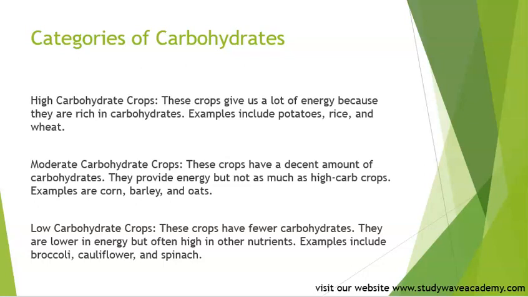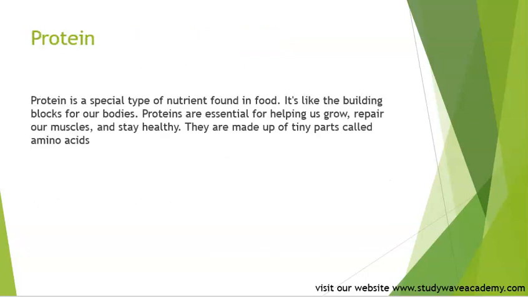So these crops are grouped based on how much carbohydrates they can provide. We have the high carbohydrate crops, moderate carbohydrate crops, and low carbohydrate crops. And we grouped each crop according to the amount of carbohydrates they can provide. Now let's go over to knowing the next nutrient, protein.